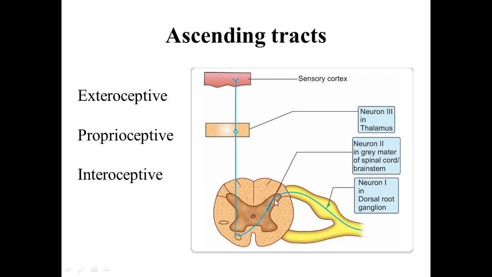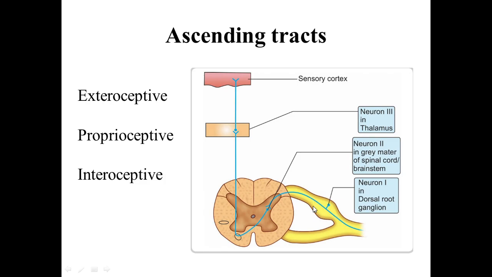So ascending tracts which convey the general sensations consist of three types of neurons: first order sensory neuron, second order sensory neuron, and third order sensory neuron. Now first order sensory neurons lie in the dorsal root ganglia. This is the dorsal root ganglia.